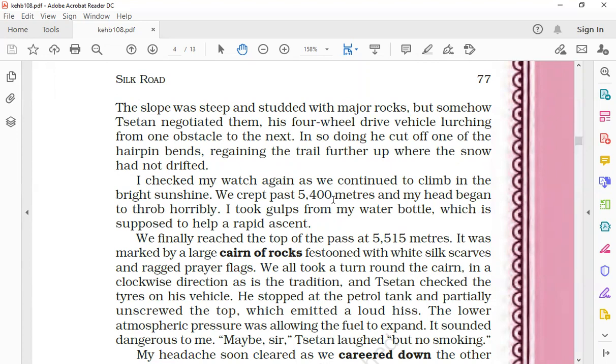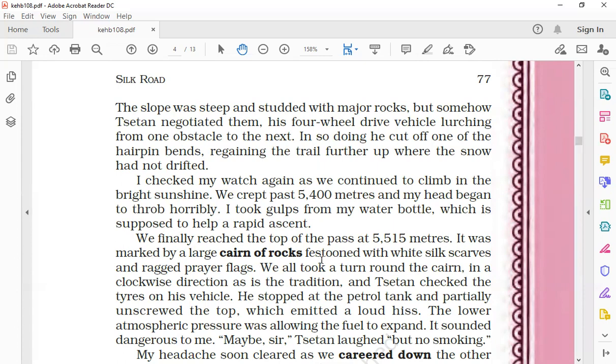We crept past 5400 meters and my head began to throb horribly. I took gulps from my water bottle, which is supposed to help a rapid ascent. So after crossing that trail of track, the author again checked his watch and he saw that they were 5,004 meters above the sea level. And his head began to throb horribly. He started to feel uneasy, and because of this he drank a little water from his bottle. He thought that this would definitely help him.